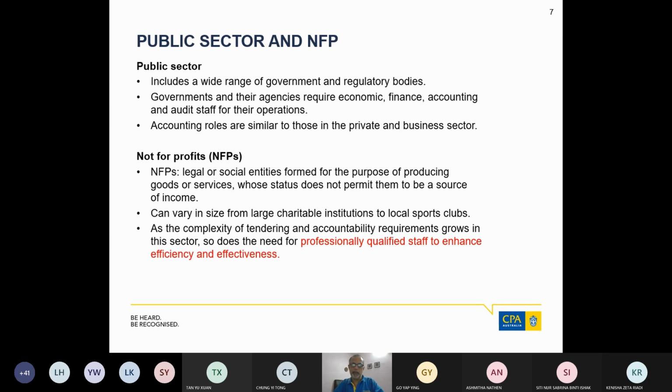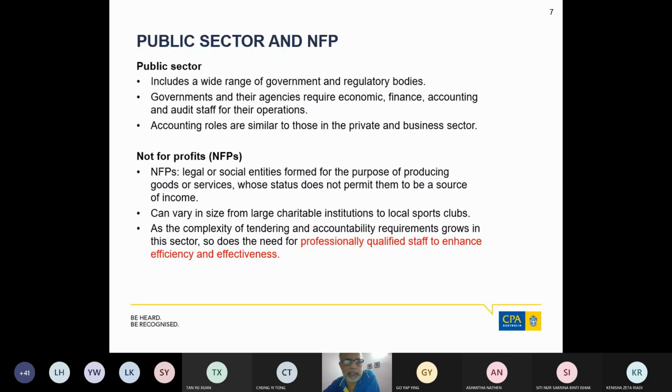Then, as I mentioned just now, in Malaysia, the public sector is a very big sector. Most accountants are working in the public sector, because we have Jabatan Akauntan Negara and so on. They employ a lot of staff based in all the different states in Malaysia, in all the different government agencies. So it's a very big sector.